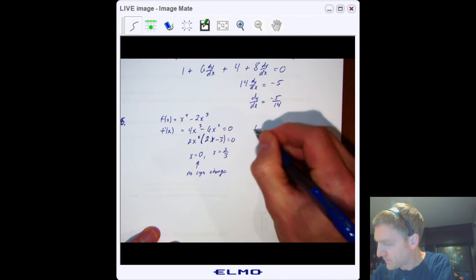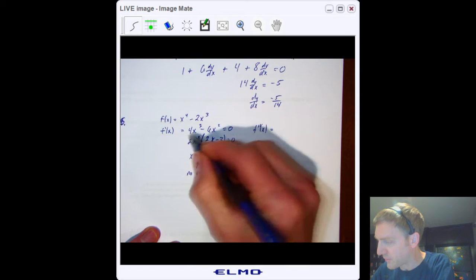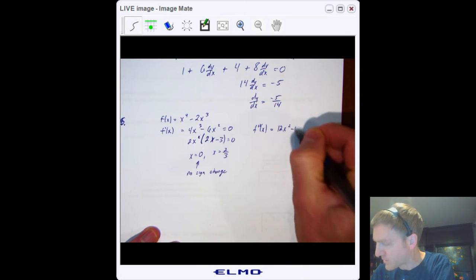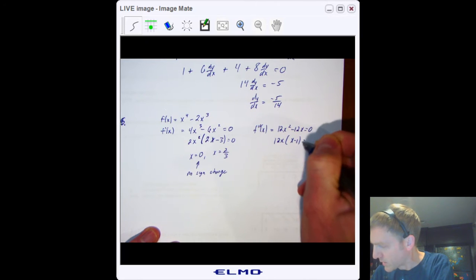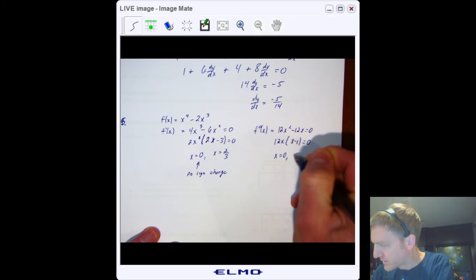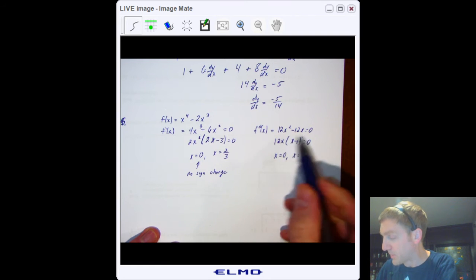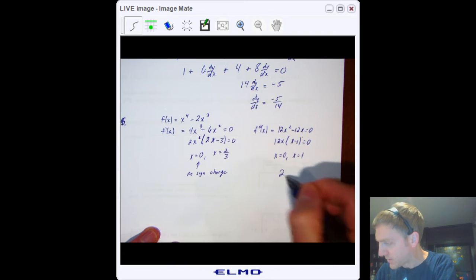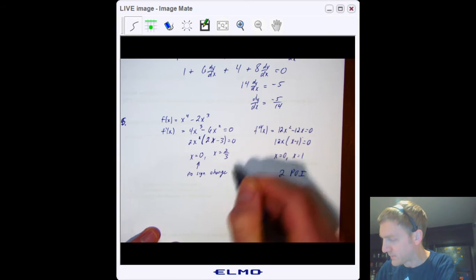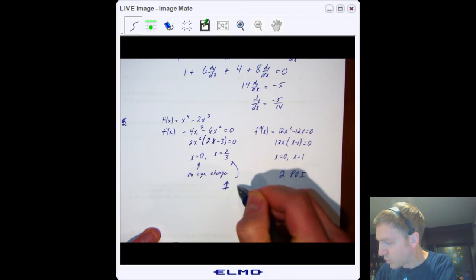All right. Now to do the second derivative, take the derivative of the first derivative. That'll be 12x squared minus 12x equals 0. Factor out 12x. X minus 1 is 0. The zeros are at 0 and at 1. Notice both of these have odd multiplicity, so both of these have sign changes. So these are both points of inflection. So there's 2 points of inflection, but there's only 1 relative extrema.